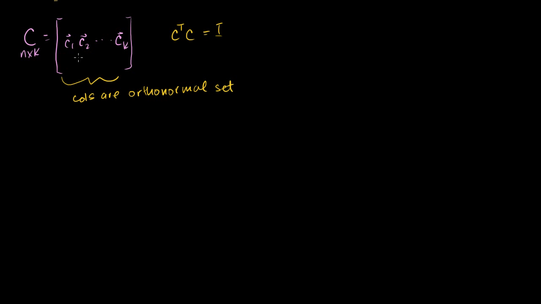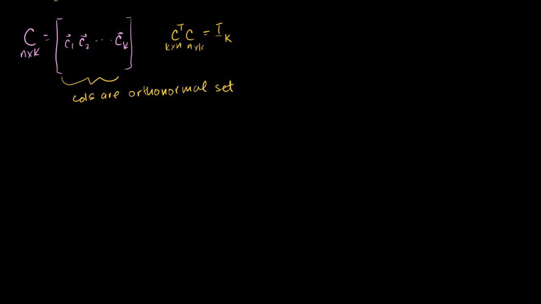I get the k by k identity matrix, because it's going to be k by n times n by k. And we saw how everything else cancels out except right along the diagonal. And then we're just multiplying the vectors times themselves. And they're all unit vectors. So you get the square of their lengths, and you get ones down the diagonal. We saw that in the last video.